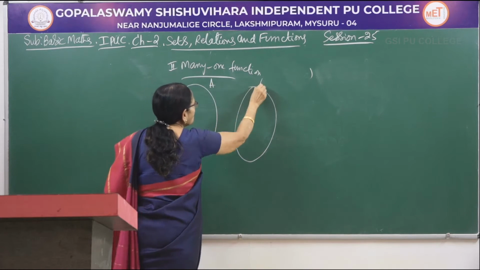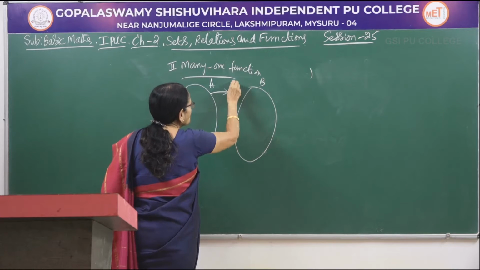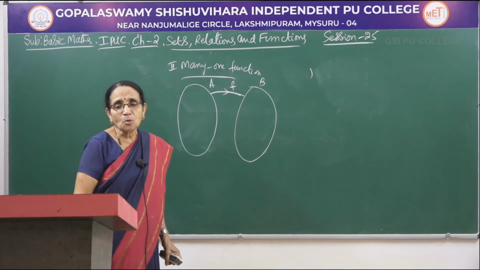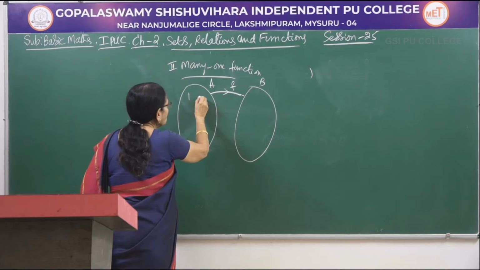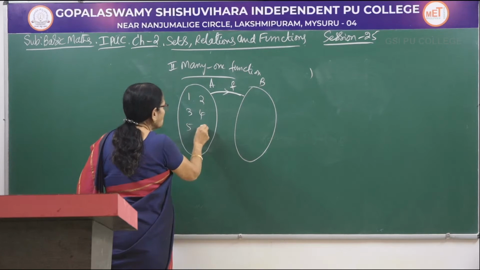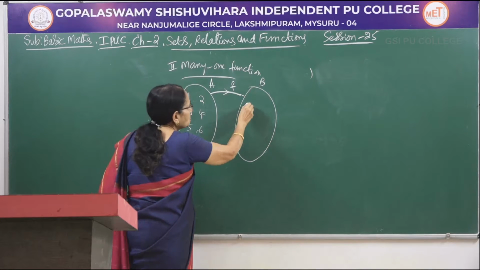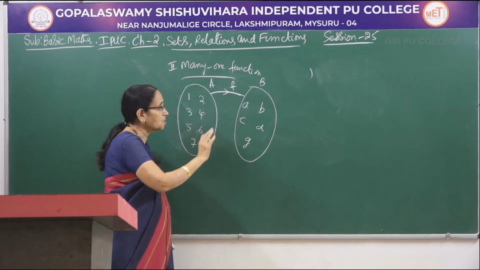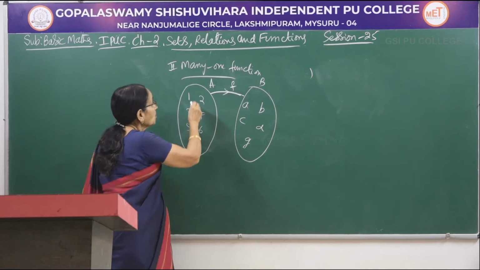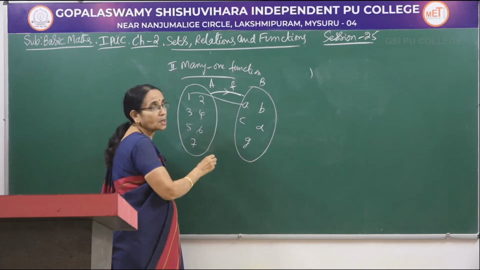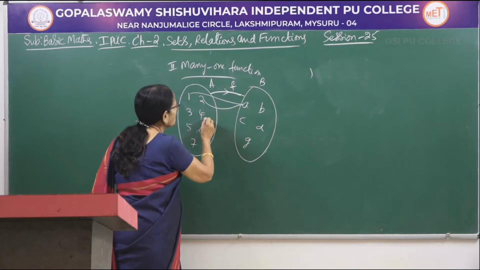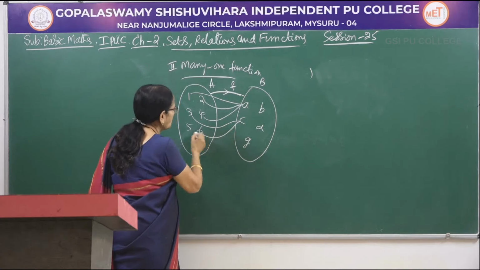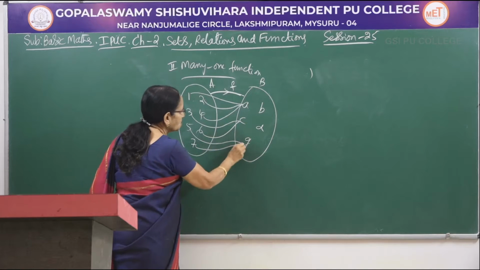Now, let me take the sets to be A and B. F is a function from A to B. Now, many one. Let me have 1, 2, 3, 4, 5, 6, 7 here, and A, B, C, D, G. Let us assume these are the elements. Look, 1 is associated with A, 2 with A, 4 with A, 3 with C, 6 with C, 5 may be with G and 7 like this.